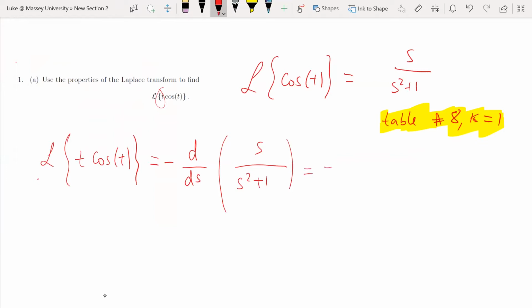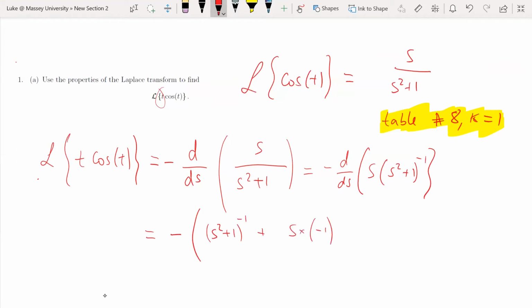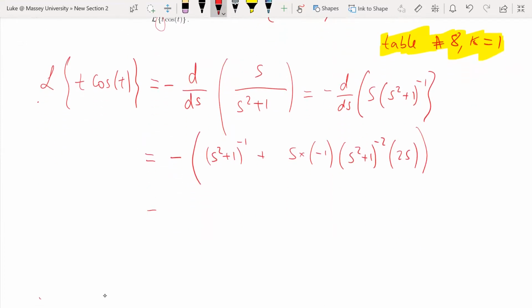Okay, what is that? I get negative d by ds of s times (s squared plus 1) to the power of negative 1. Again, you can use the quotient rule if you prefer, but I just prefer the product rule, so I always turn this into a product rule problem. If I do that, I can differentiate: 1 times (s squared plus 1) to the power of negative 1, plus s times negative 1 times (s squared plus 1) to the power of negative 2 times 2s. And if I simplify that, I get negative 1 over s squared plus 1.